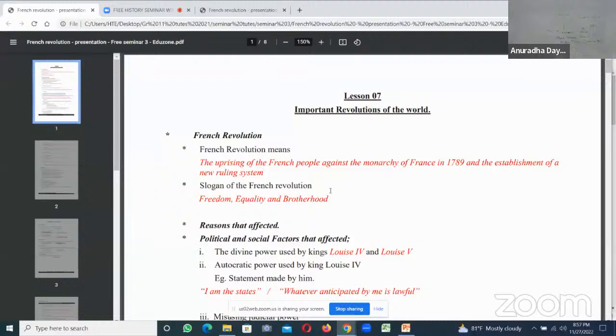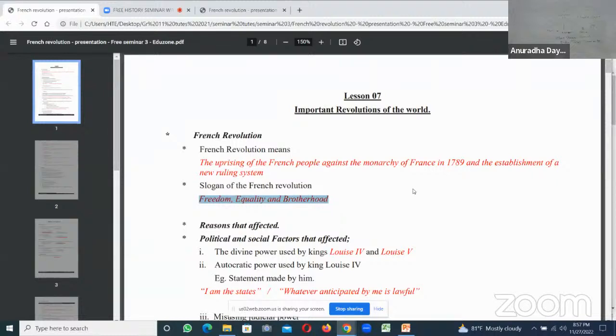Slogan of the French Revolution. This you have to highlight the best. Here you highlight this one: freedom, equality, and brotherhood. That may be asked as an MCQ. In MCQs, they may ask, what is the slogan of the French Revolution? Freedom, equality, brotherhood. For every revolution or struggle, there is a slogan. The slogan of the French Revolution is freedom, equality, and brotherhood.